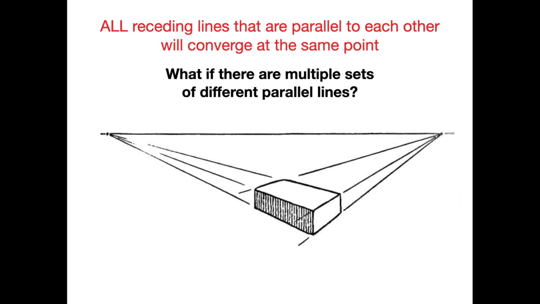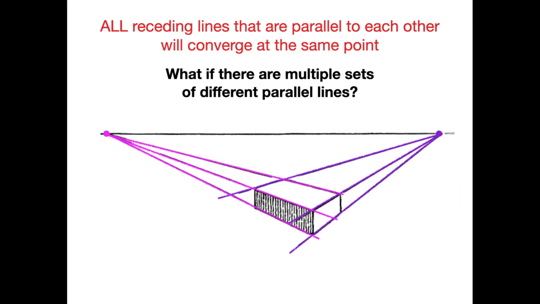So, what if there are multiple sets of different parallel lines? Because not every single line in existence is always going to be parallel to each other. This brick has another set of parallel lines that run along the width of this brick. Then those lines will converge at a different vanishing point on the horizon.